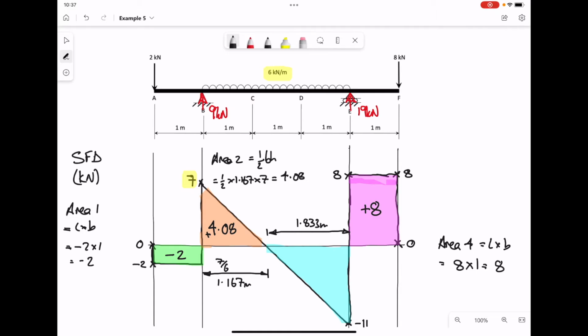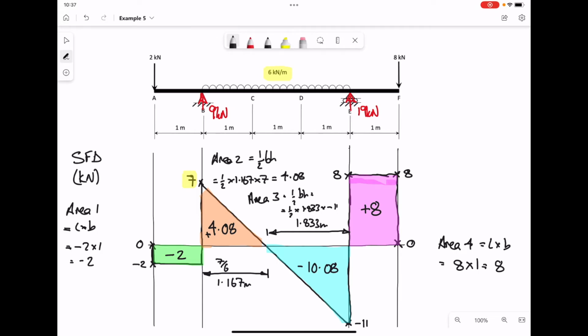Likewise, for the blue area, area 3, it's also going to be a half the base times the height, which is going to be a half times 1.833 times minus 11 for the height. And if you work that out, that gives us a value of negative 10.08.